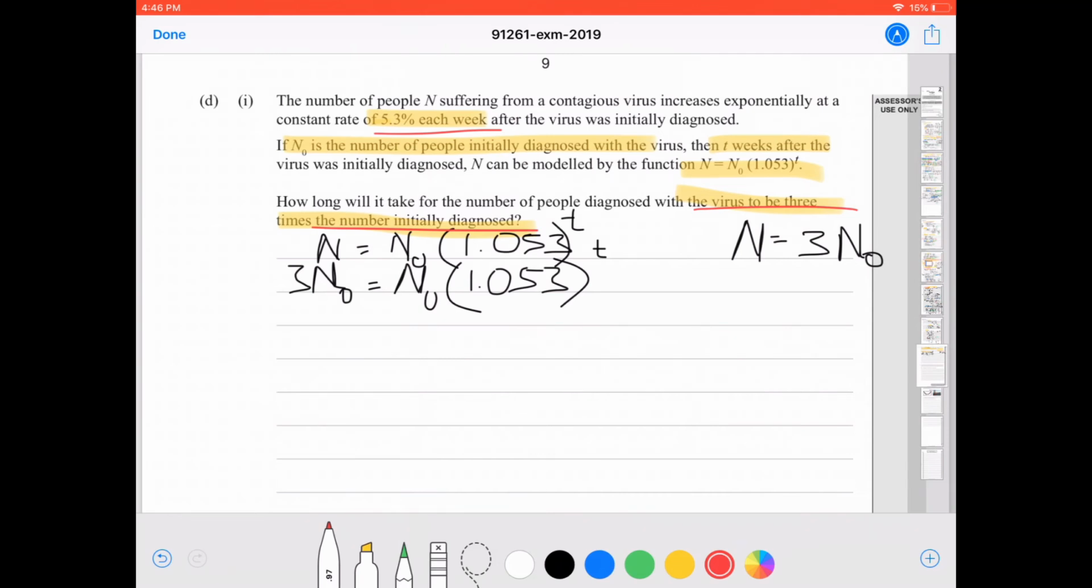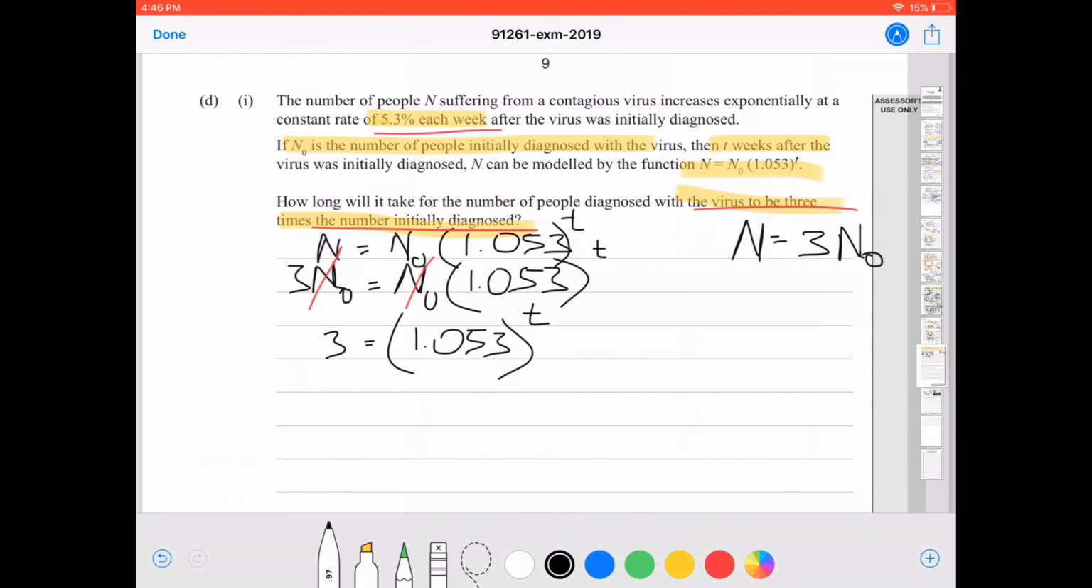I think from here, we're just going to go ahead and solve. The first thing we can do is cancel N subscript 0, so that's actually a variable here. So we can cancel that on both sides. We end up with 3 equals 1.053 to the power of T.